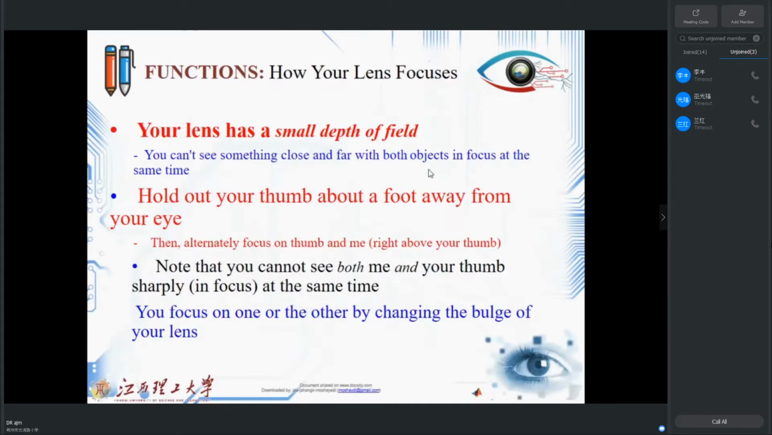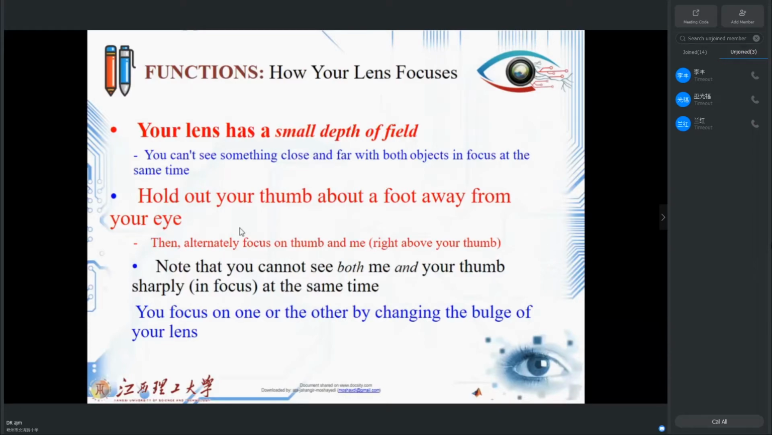Okay, then how our lens will be focused means that we have a small depth of field on our lens, and you can see something close and far with both objects in focus at the time. That is why when we see two things that are near each other, one will be focused and another one will come in the background. Some experiment like this you can do.